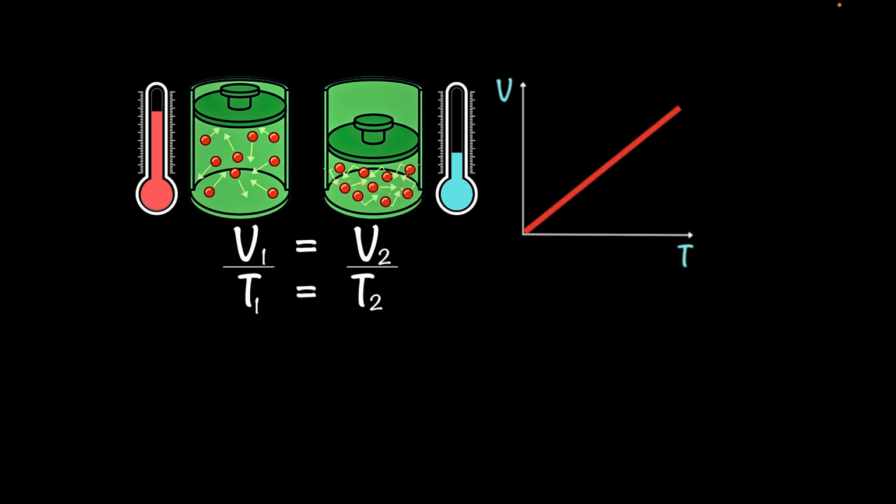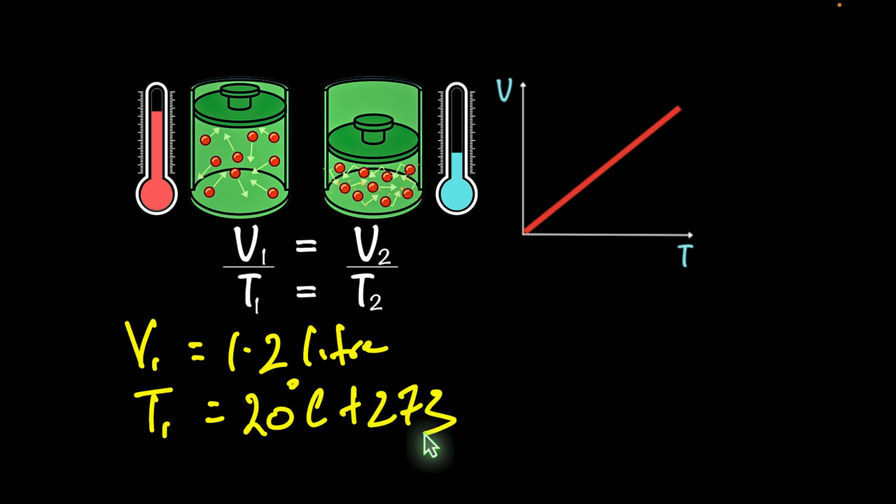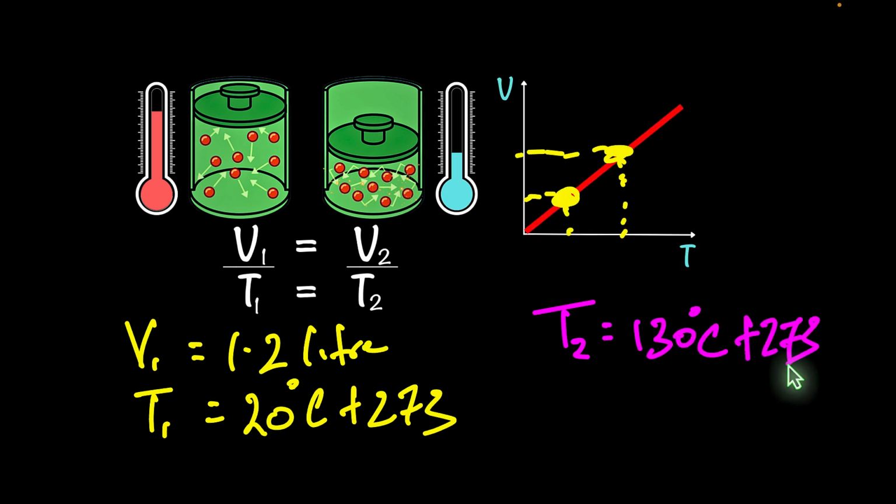So let's say we have some gas that occupies V1, and the initial temperature, let's take that to be 20 degrees Celsius. So 20 degrees Celsius plus 273 for our Kelvin. And we are going to now say that the temperature moved from that 293 Kelvin to a temperature of, let's say, 130 degrees Celsius. That's what we have there.